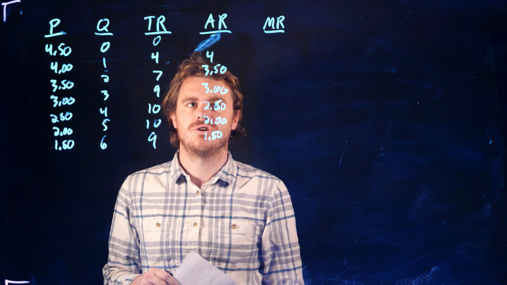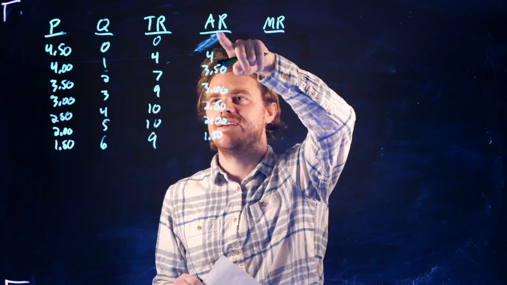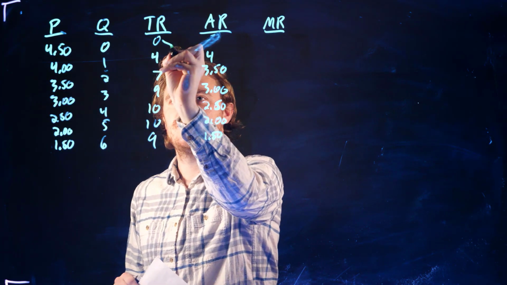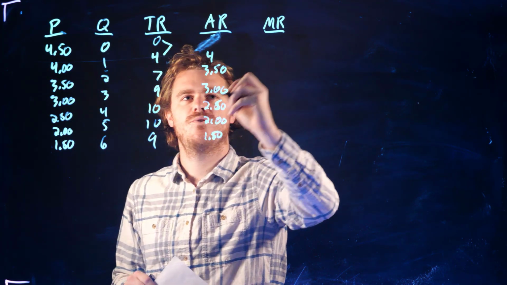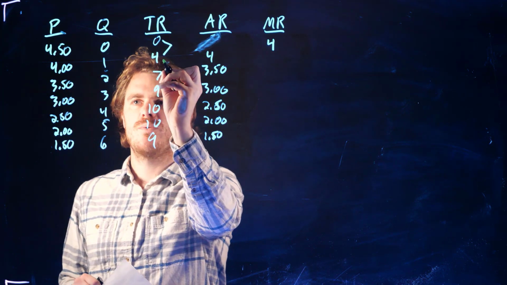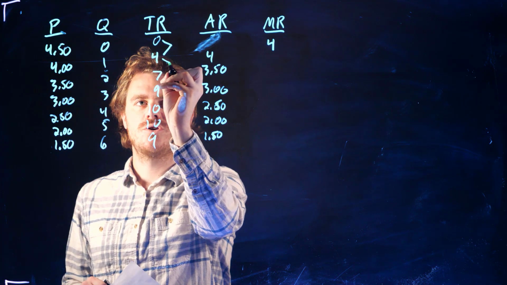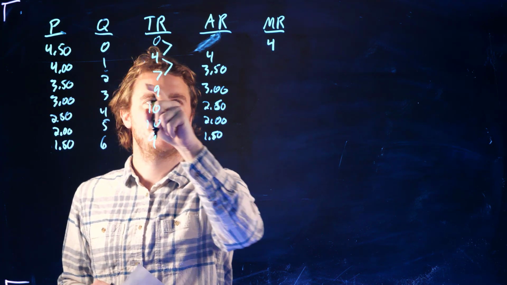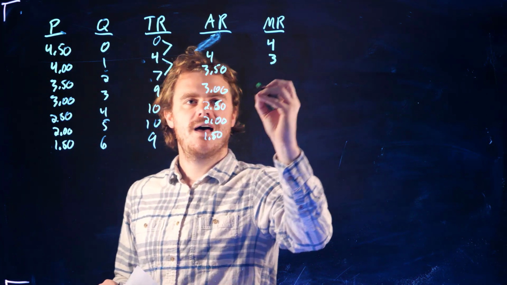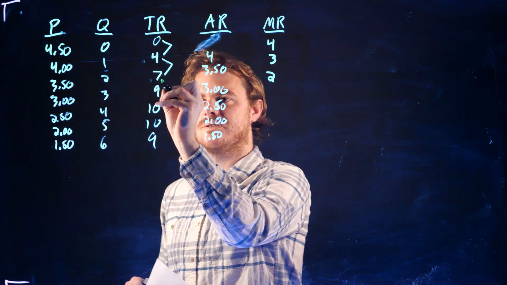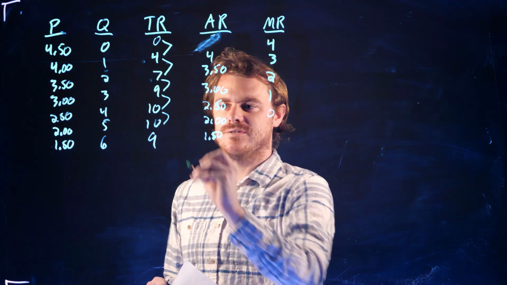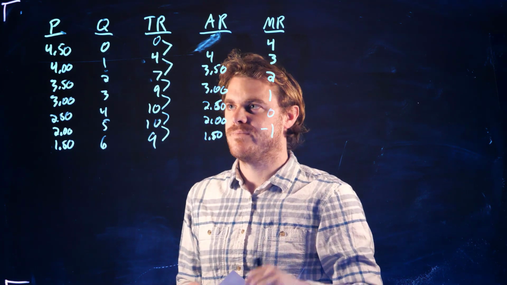Now let's think about the marginal revenue. Well, the marginal revenue is the change in total revenue. So if we see the change between going from $0 in total revenue to $4, that means the marginal revenue is 4. We see that when we sell that second unit, our total revenue goes up from $4 to $7, it goes up by $3. 7 to 9, $2. 9 to 10, $1. 0, and then -1.